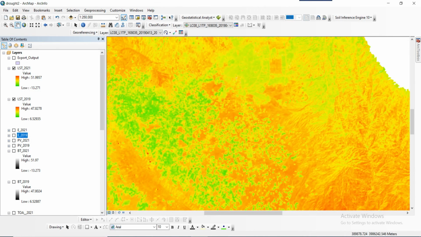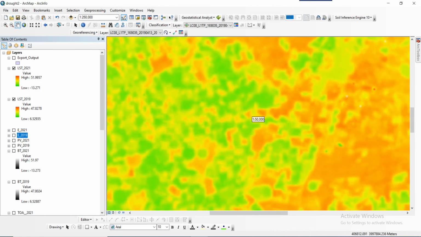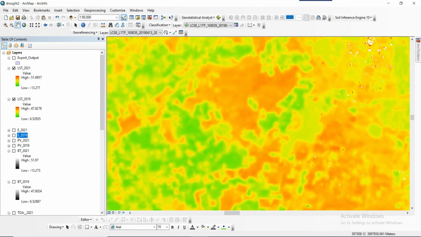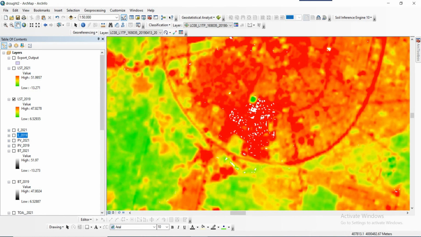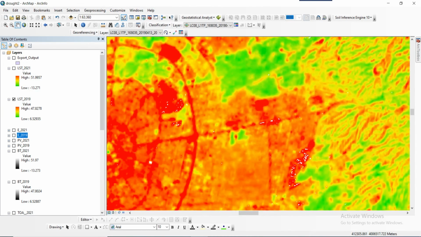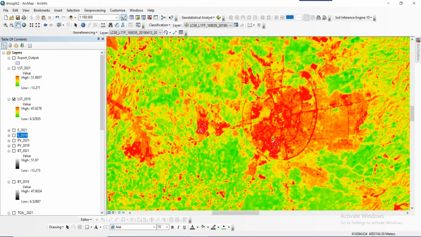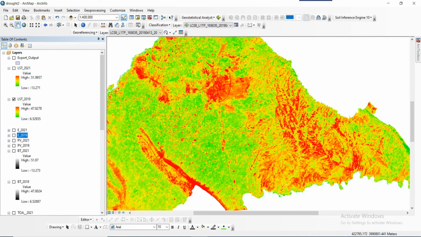So those are the temperatures, and as you can notice, the green values represent the lower temperature, and the red and orange ones represent the higher temperature. So this was the procedure of how to calculate the LST, depending on some steps and some formulas using the Landsat 8 images.